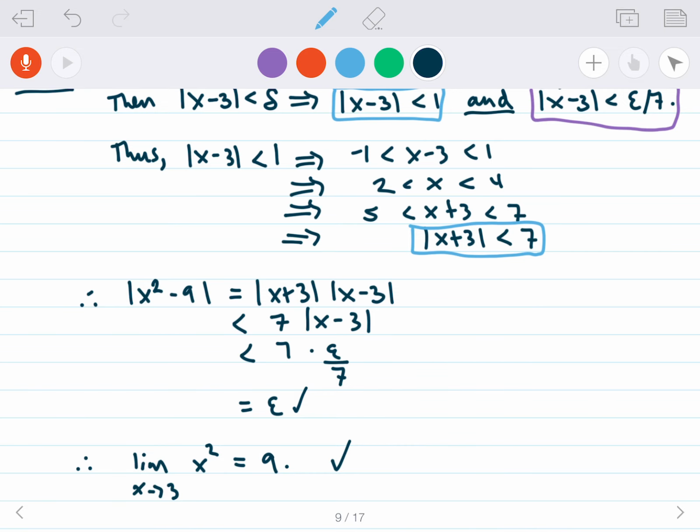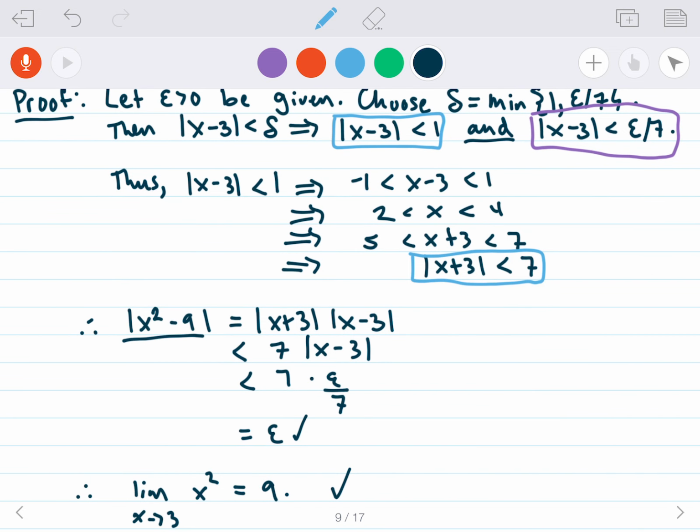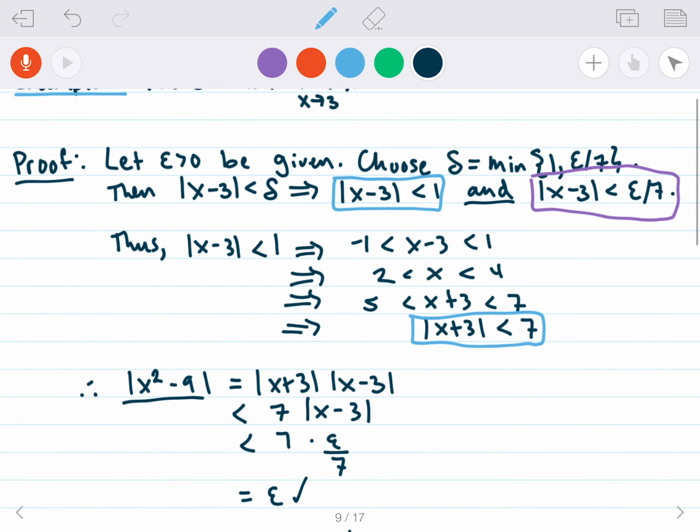Okay, so we've just proved that the distance between x squared and 9 is going to be less than epsilon with the assumption that absolute x minus 3 is less than delta. Okay, so again, if you want to play around with this, instead of choosing delta equals 1 in the first step, choose it to be 1 over 100 and see what you get, right? The logic is going to work out the same. But the point of doing that, again, was to find a bound for the absolute value of x plus 3.